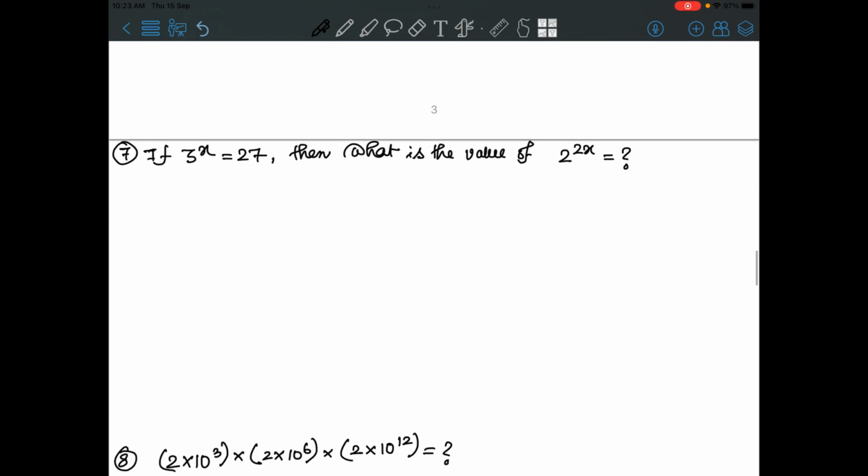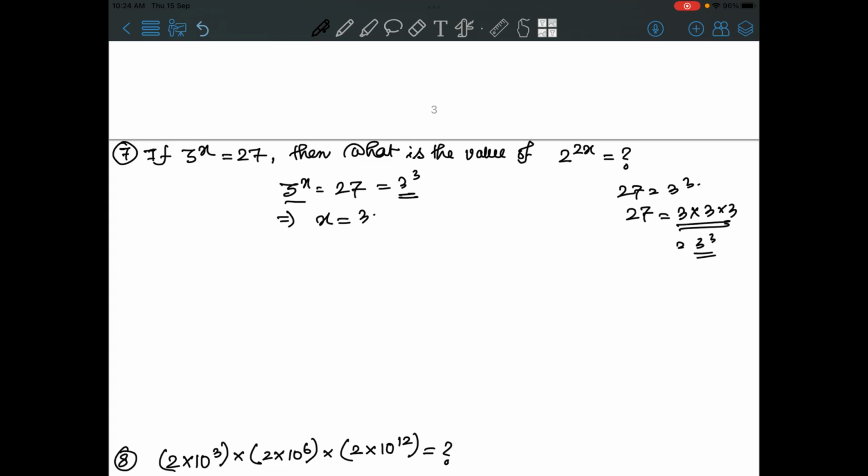Now the next problem. The next problem is, if 3 to the power x is equal to 27, then what is the value of 2 to the power 2x? Now 3 to the power x equals 27. 27 is equal to 3 cube, because after factorizing 27, what do we get? 3 into 3 into 3, which is equal to 3 cube. Now as we are seeing the base is equal, x equals 3.